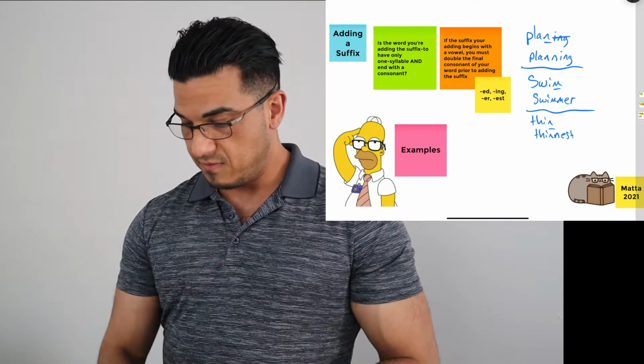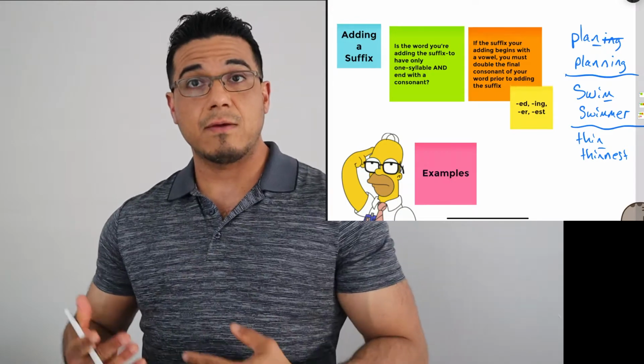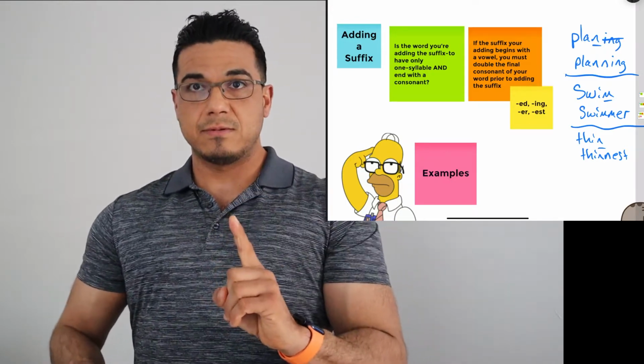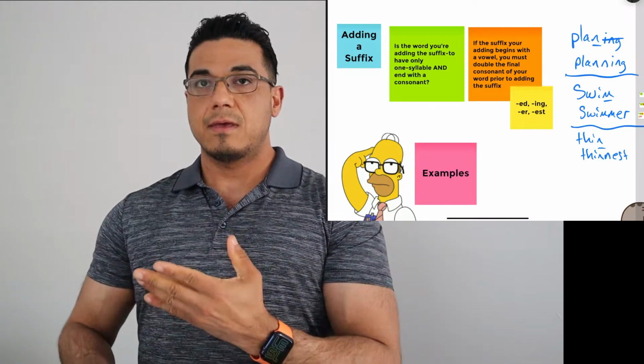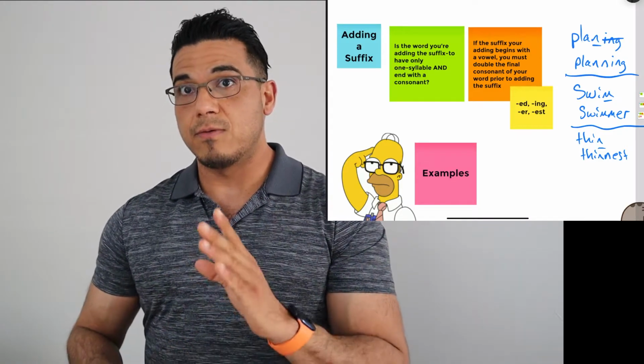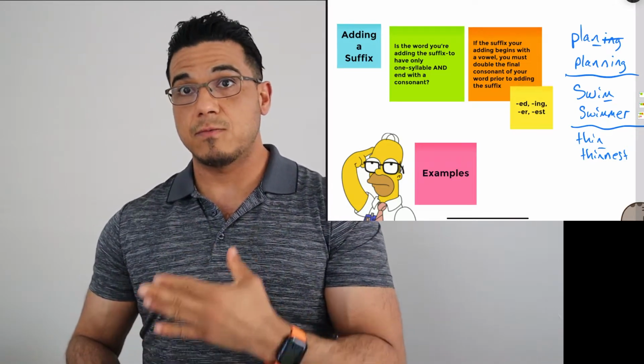Again, just to go over, I'm going to zoom in. Very good. Whenever you're adding a suffix to a word that happens to be one syllable, and of course it ends in a consonant, you will double that final consonant only if the suffix you're adding begins with a vowel.